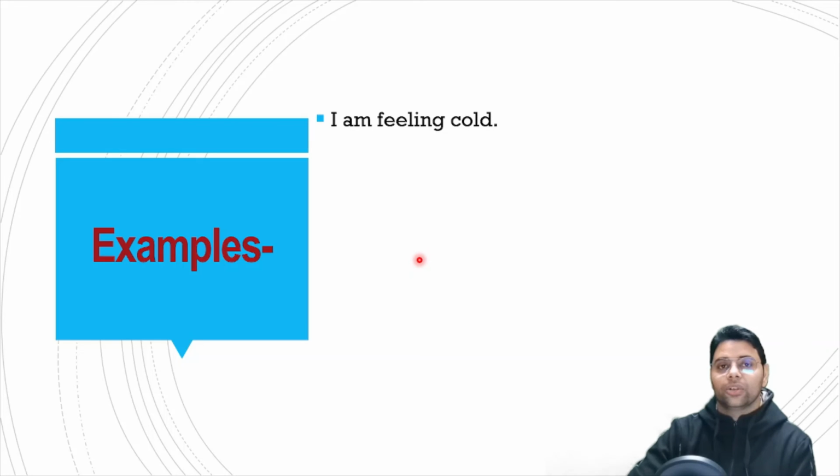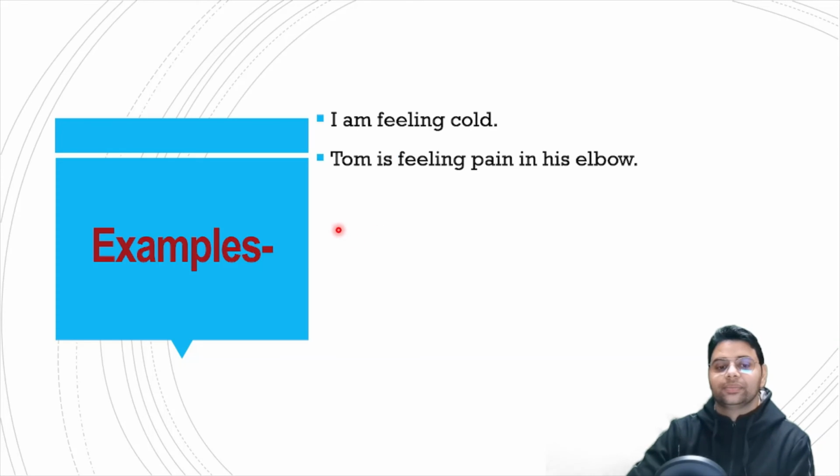I'm feeling cold. So this is my experience. It may be a physical experience. My body is feeling cold. So in this sense, the verb is progressive and the sentence is correct. Tom is feeling pain in his elbow. This is also experiencing something physical or emotional, you can say. So this sentence is also correct because the verb is progressive.